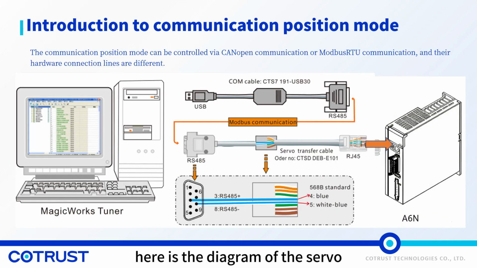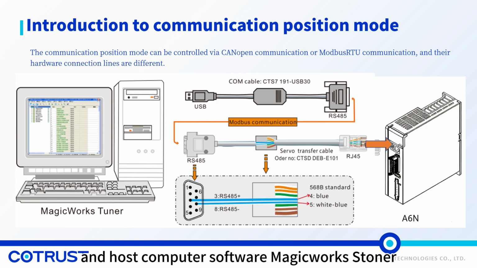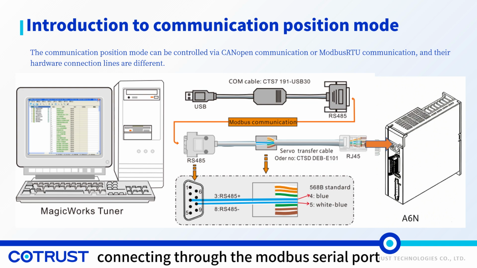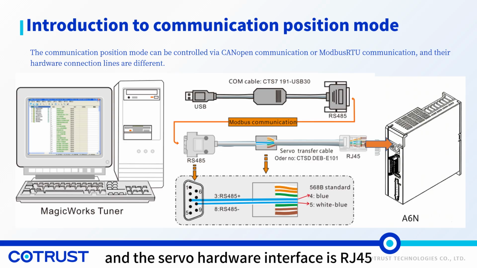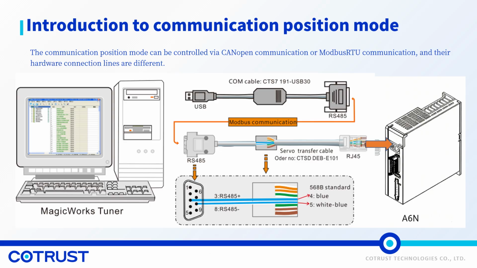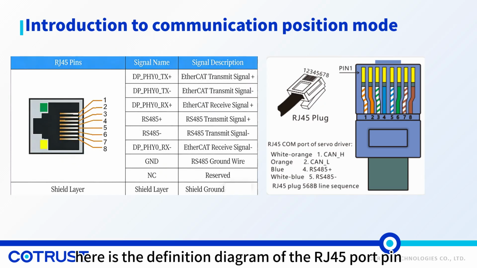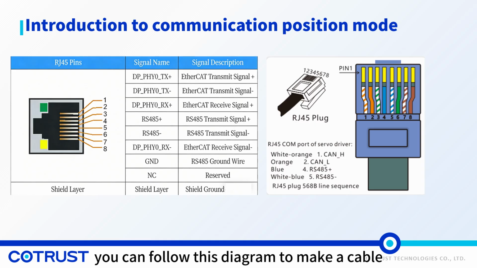Here is the diagram of the servo and the host computer software MagicWorks Tuner, connecting through the Modbus serial port, and the servo hardware interface is RJ45. Here is the definition diagram of the RJ45 port pins. You can follow this diagram to make a cable.